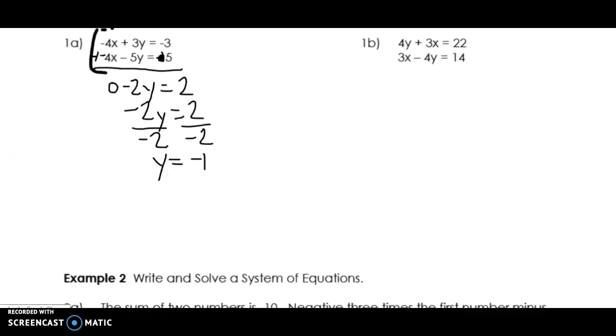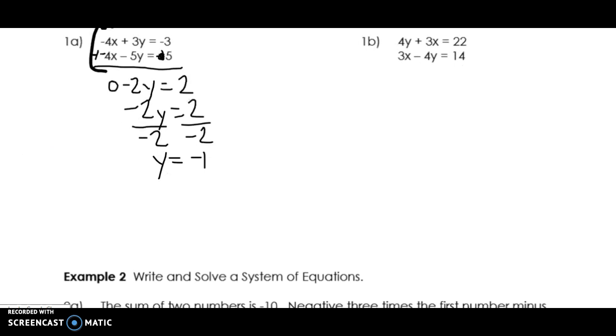Right, so I solved for y, now I'm going to solve for x. So your next step is just plug in negative 1 for y in one of the equations. This is a lot like what we did with substitution. So I'll just pick the second equation just for fun. It doesn't matter which one you do. So in that second equation, I'm replacing y with negative 1.